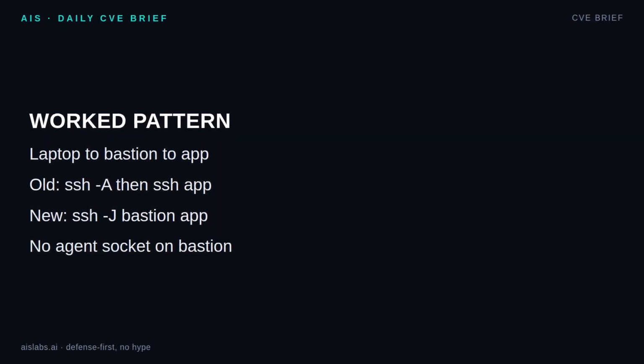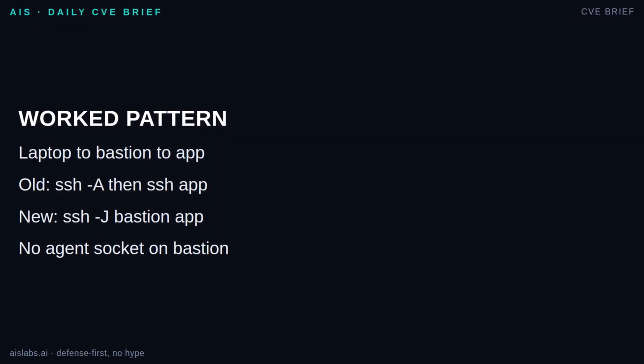Here is the common pattern. You administer app.internal, which is reachable only from jump.example.com. The old method is to run ssh -A jump.example.com, land on the Bastion, then run ssh app.internal from that shell. The Bastion now holds access to your forwarded agent socket. The better method is to run ssh -J jump.example.com app.internal from your laptop, or put the ProxyJump stanza in your user SSH config. The Bastion is now transport, not a credential consumer. It sees an encrypted SSH channel passing through, but it does not get your agent socket for authenticating onward.